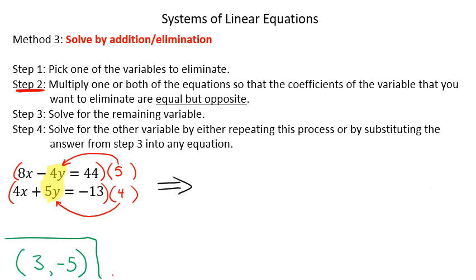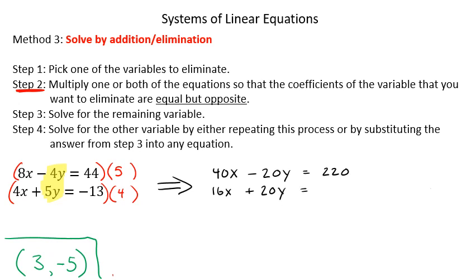So then, if we do what we did before, the entire first equation multiplied by 5. So that'll be 8x times 5, so that's 40x minus 20y is equal to 220. And then the second equation will multiply by 4. So that's 16x plus 20y is equal to, let me just make sure I get this right, negative 52.